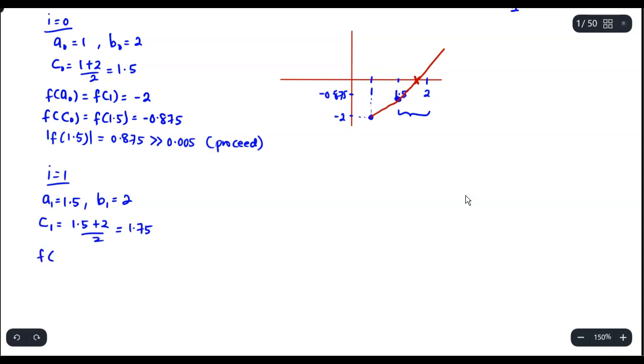Similarly, we need to get f(1.5), but we already have the value from the previous iteration. So we just copy it here.